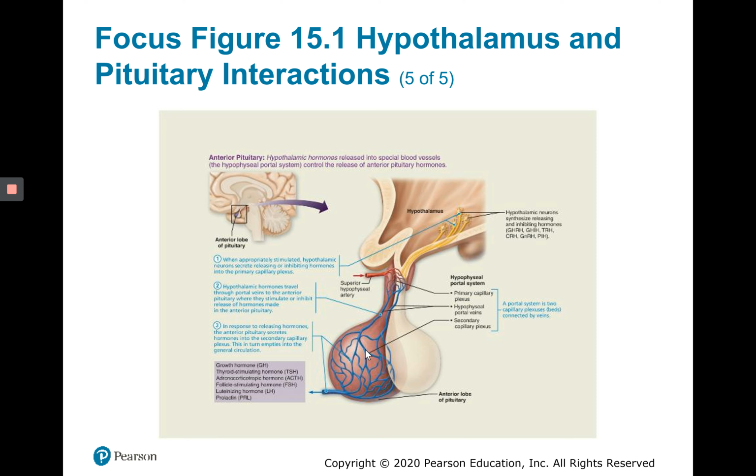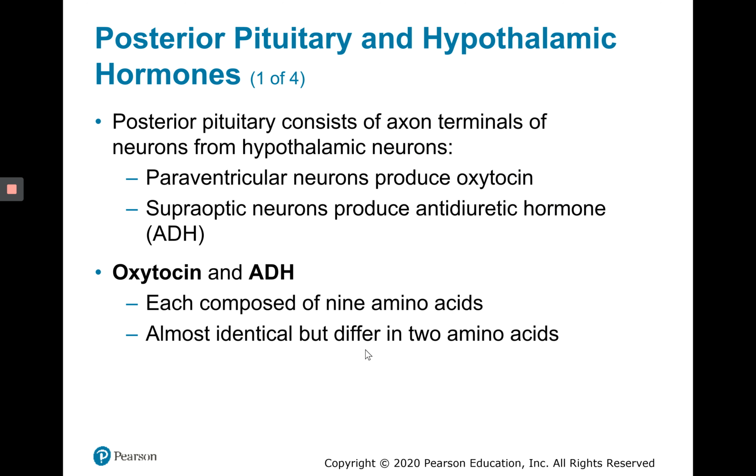Hormones that are found in the anterior pituitary include growth hormone, thyroid stimulating hormone, adrenocorticotropic hormone, follicle stimulating hormone, prolactin, and luteinizing hormone. So let's just look a little bit more at the posterior and anterior pituitary. So, posterior pituitary and hypothalamic hormones.